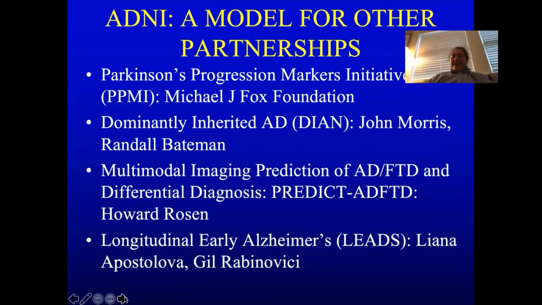Furthermore, the whole ADNI model has launched a lot of other studies where people use the organizational structure of ADNI and some of the things that we do. So the Parkinson's Progressive Marker Initiative, or PPMI, funded by Michael J. Fox Foundation, was modeled on ADNI. A very famous project called the Dominantly Inherited Alzheimer's, the DIAN project. These are people with autosomal dominant Alzheimer's disease, run by John Morris and Randall Bateman, modeled on ADNI.